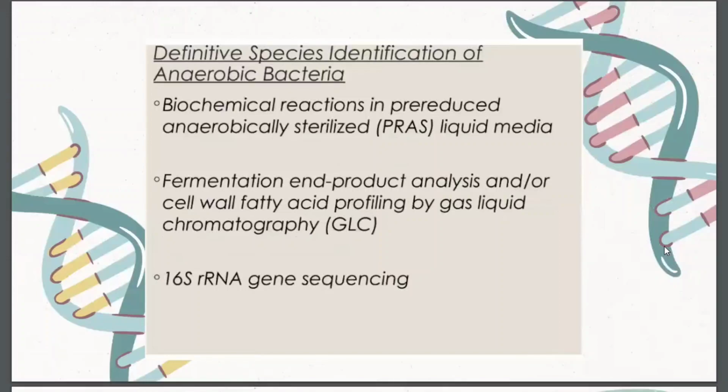And lastly is the definitive species identification of anaerobic bacteria. Biochemical reactions in pre-reduced anaerobically sterilized, or PRAS, liquid media. And fermentation and product analysis and or cell wall fatty acid profiling by gas liquid chromatography, or GLC. And also lastly, 16S rRNA gene sequencing.